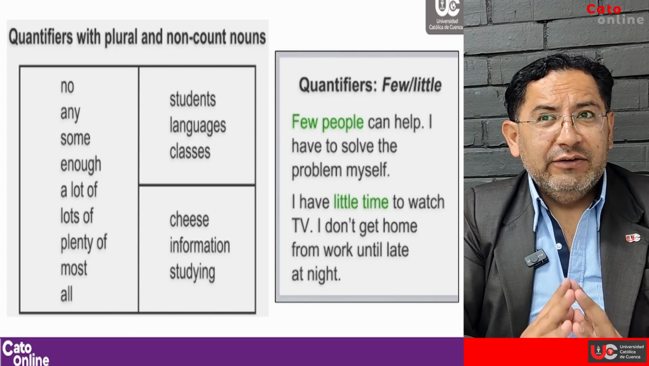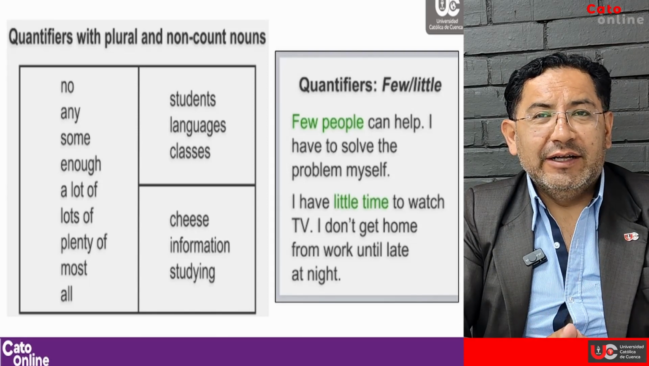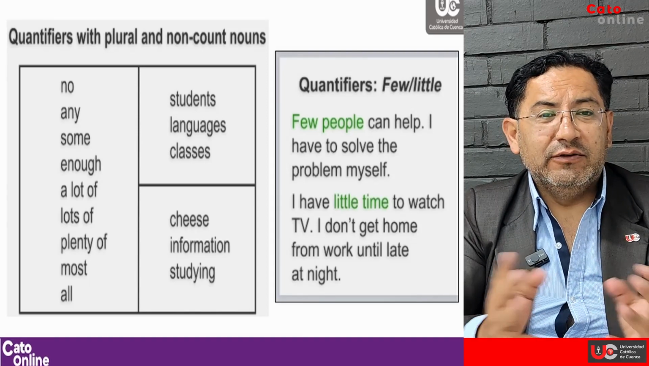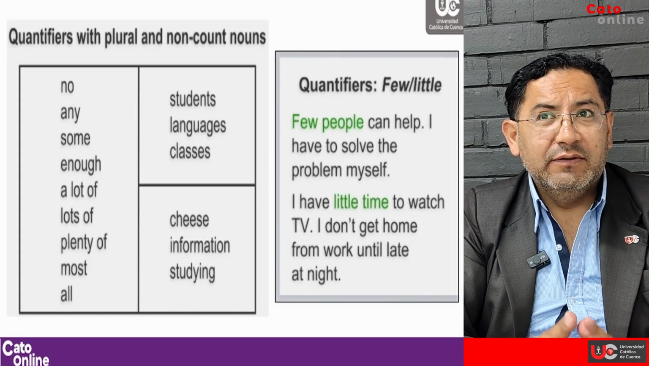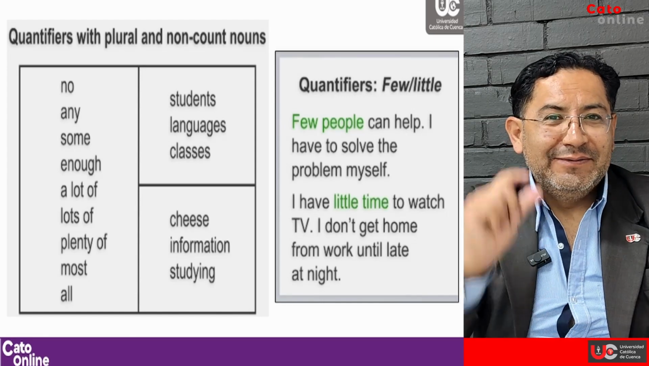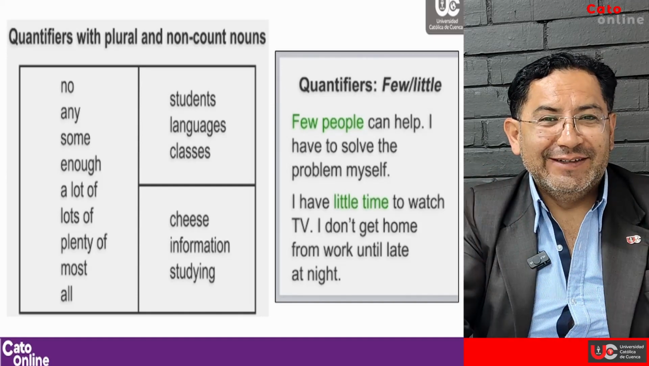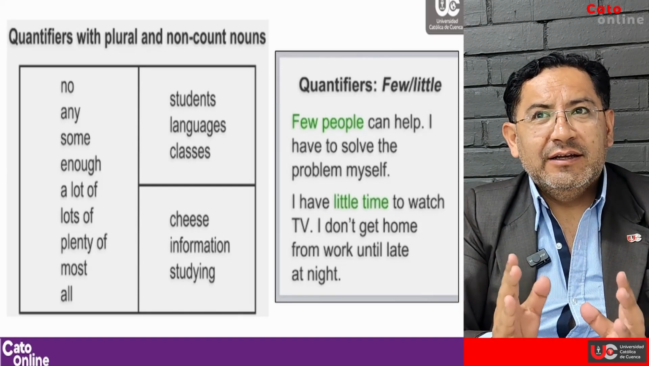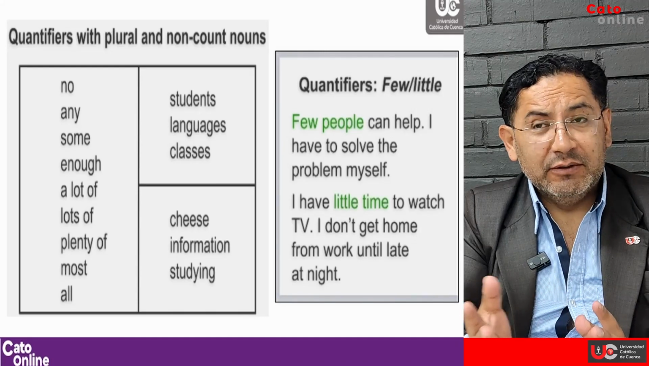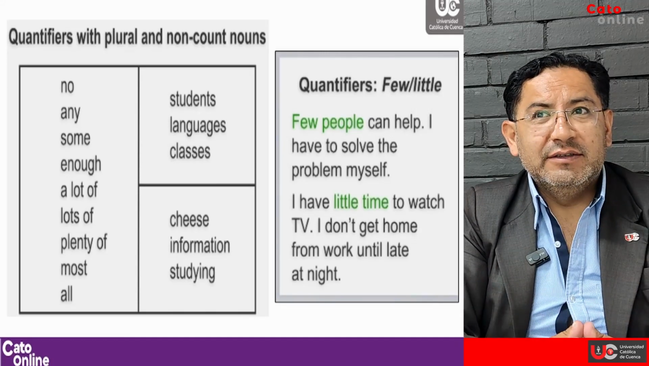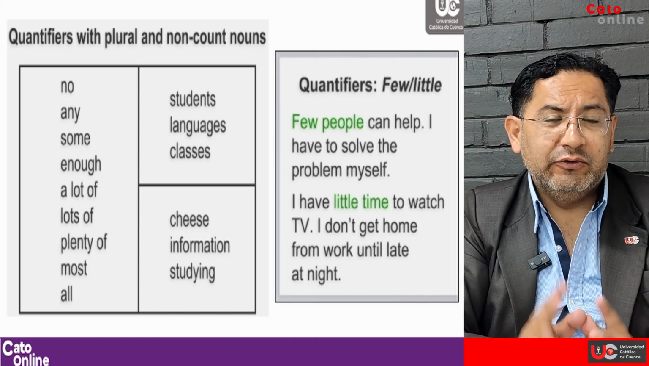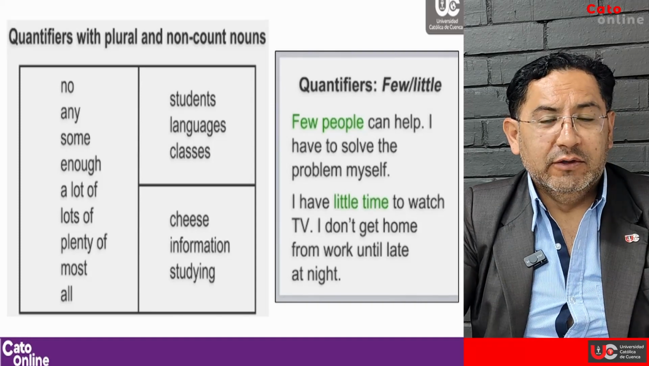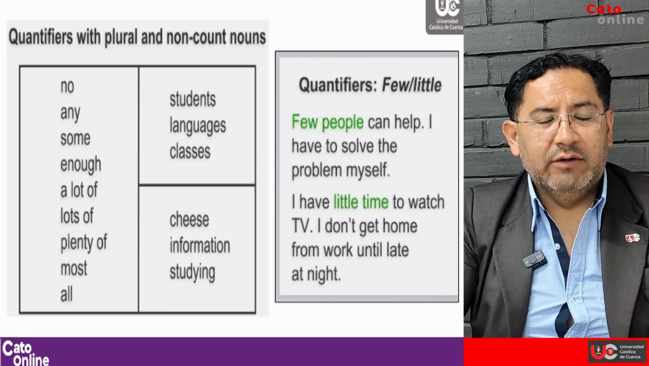That's the idea. You have to analyze, try to understand. If you need, use a dictionary in order to understand the use of few people, little time. Okay, few people, little time, but in different contexts with count nouns, people, and non-count nouns, time. Okay, uncountable time, countable people. Try to remember this kind of words or nouns.